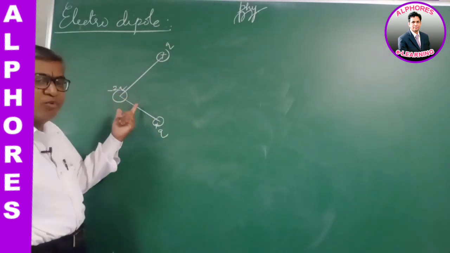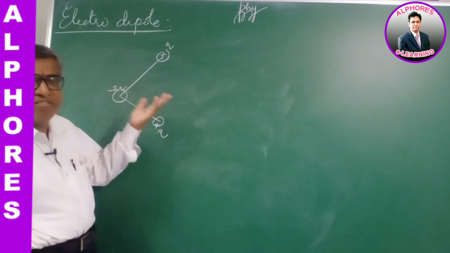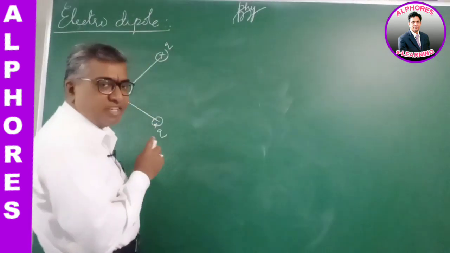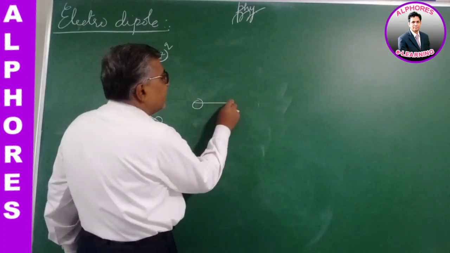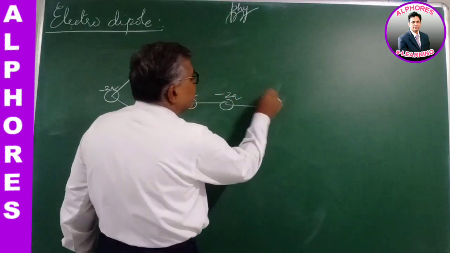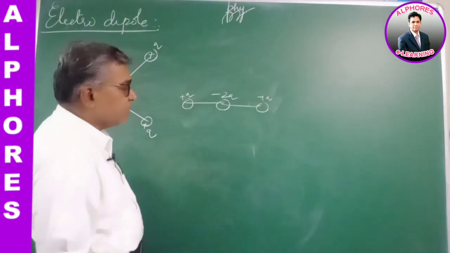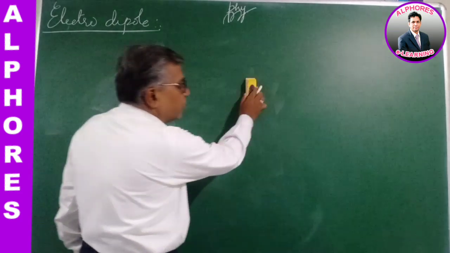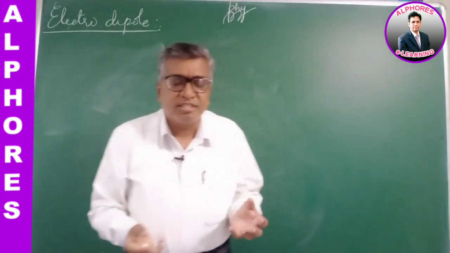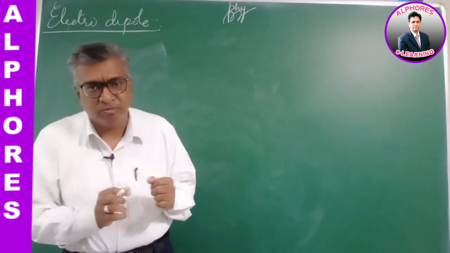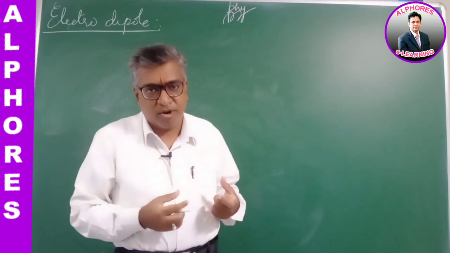Sometimes the angle can be an acute angle or obtuse angle, even a right angle, or they can even be linear molecules. I have shown a linear molecule with plus q, minus 2q and plus q, right? So this way, molecules with a combination of dipoles. Many dipoles, or some dipoles combined together, form a quadrupole. Two dipoles together form a quadrupole.